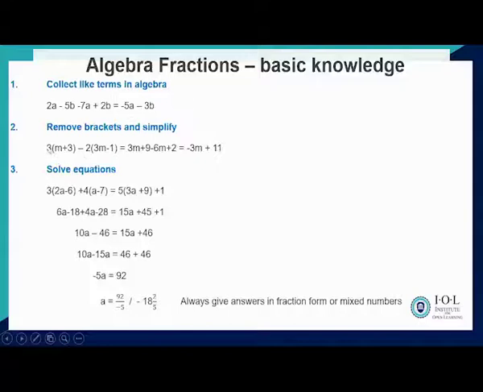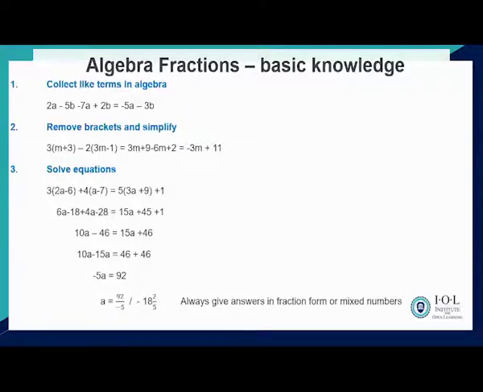Remove brackets. It means multiply the brackets in. 3 times M is 3M. 3 times 3 is 9. Then I'm done with the first bracket. Then minus 2 times 3M gives you negative 6M. And minus 2 times the minus 1 gives you the positive 2. And that's where most of you make mistakes, with that last multiplication. A negative times the negative gives a positive. 2 times 1 is 2.